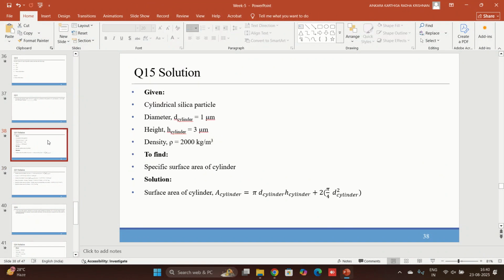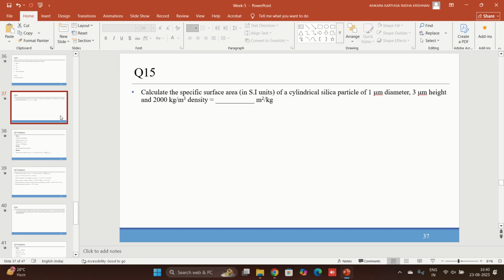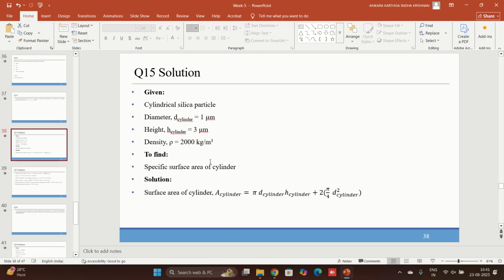So what we did, we are asked to find the specific surface area of a cylindrical silica particle of 1 micrometer diameter and 3 micrometer height and 2000 kg per meter cube density. We have to find the surface area of the cylinder, the volume of the cylinder, and the mass of the cylinder. So these are the three formulas which we need to know. Since it is given a cylindrical particle of diameter 1 micrometer and height 3 micrometer, we are going with that.